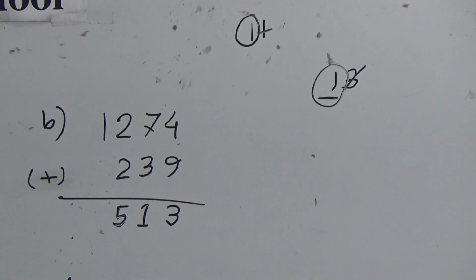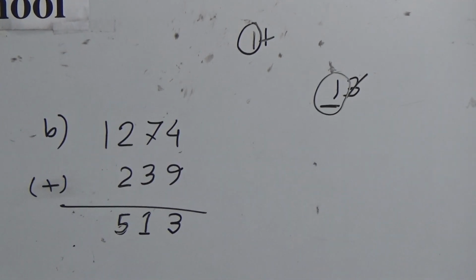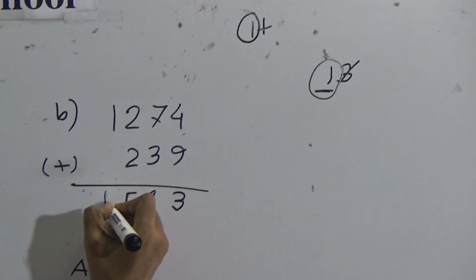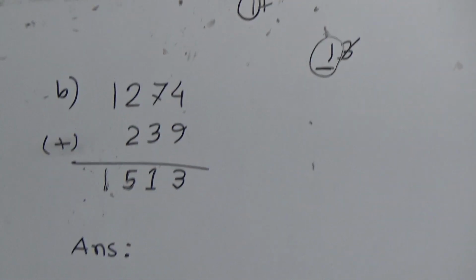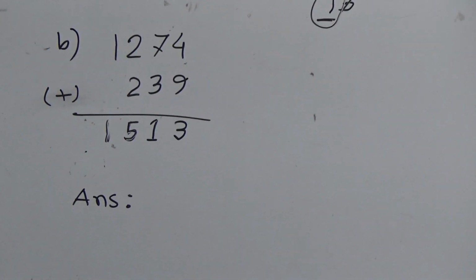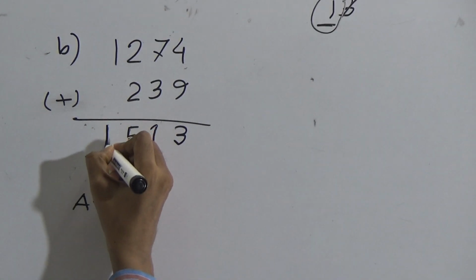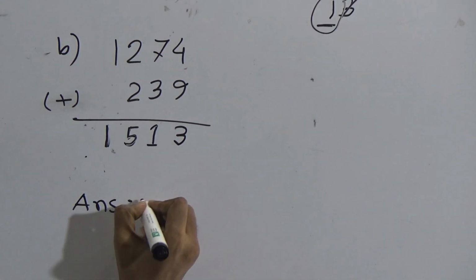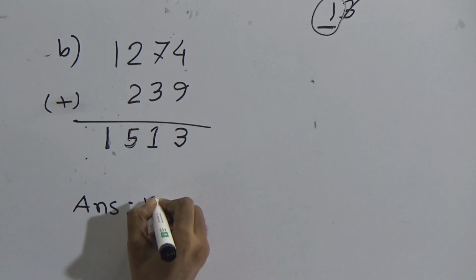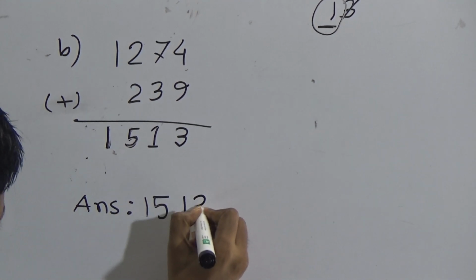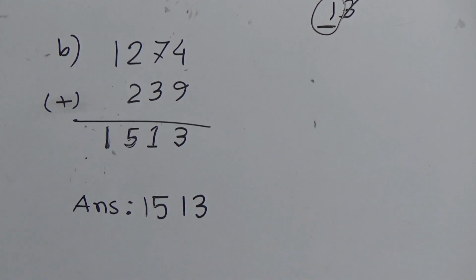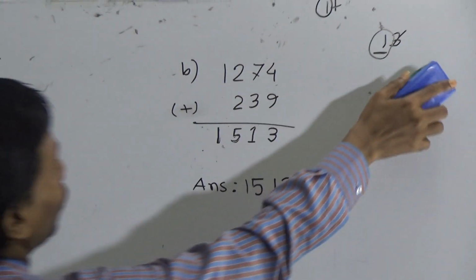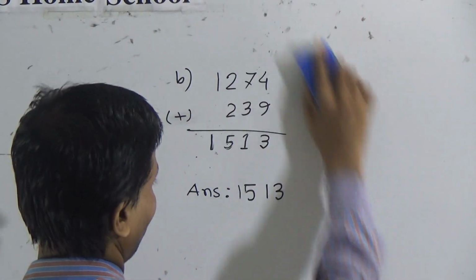Okay, you now have no hand. Now put 1, 1. Now you write here 1. Okay. Now write the answer 1, 5, 1, 3. This is the answer. After solving, you may erase the rough.